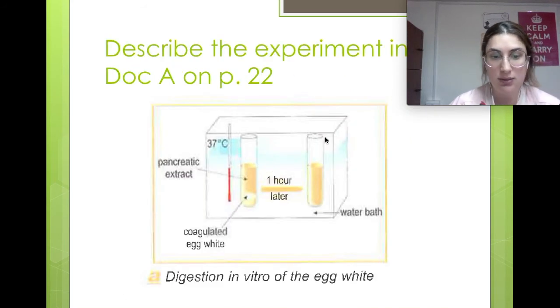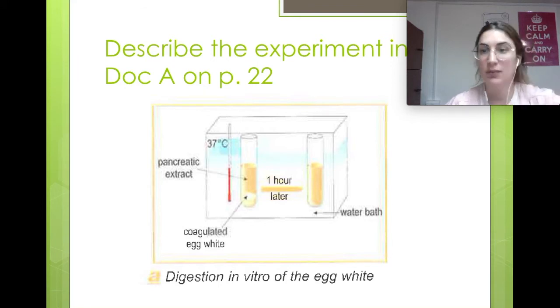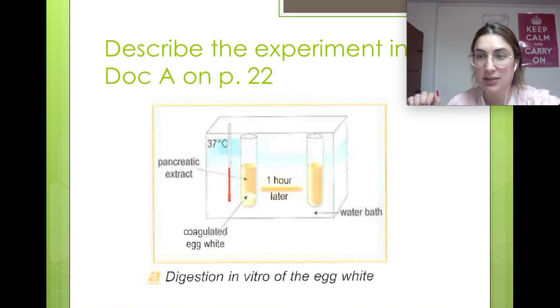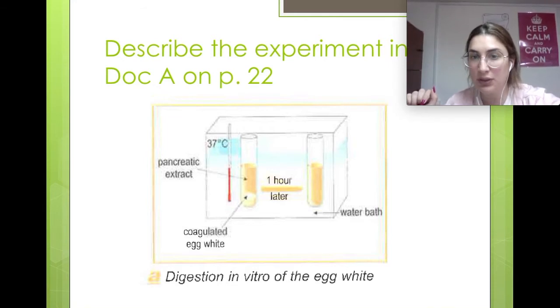So let's look at document A on page 22, and the question over here is to describe the experiment. So let's describe it together. Remember: put, add, place, duration, and the temperature. So we put coagulated egg white in a test tube. We add pancreatic extract. We place the tube in a water bath for a duration of 1 hour at 37 degrees Celsius.